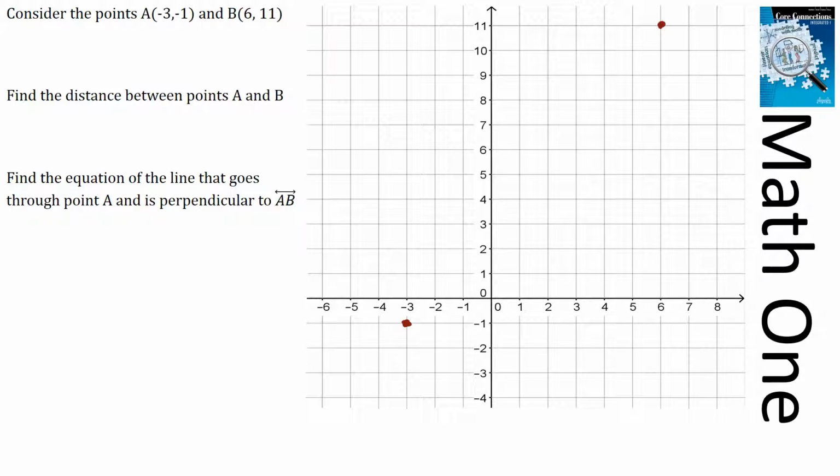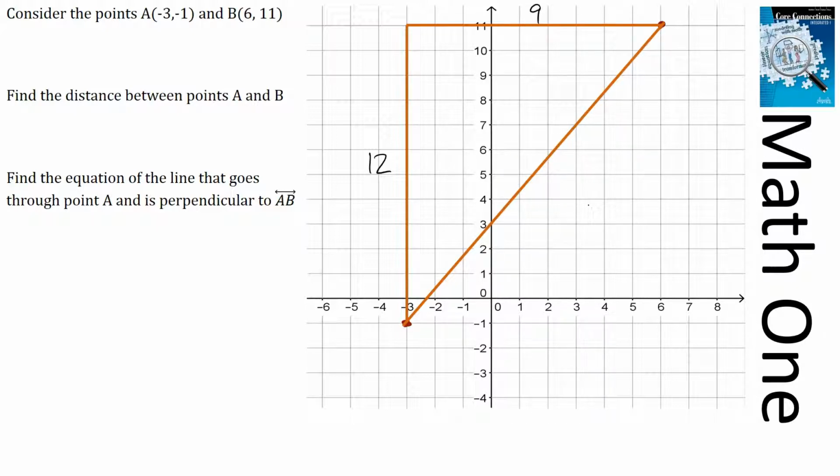Okay, so same 2 points. This time we're asked to find the distance between points A and B. So again, we're trying to figure out the length of that particular segment. And I know a couple things, right? If I start at one point, I can move up. In fact, I'm starting at point A. I can move up a total of 12 units. This is 12 units long. And then from there, I can move over to the right a total of 9 units.